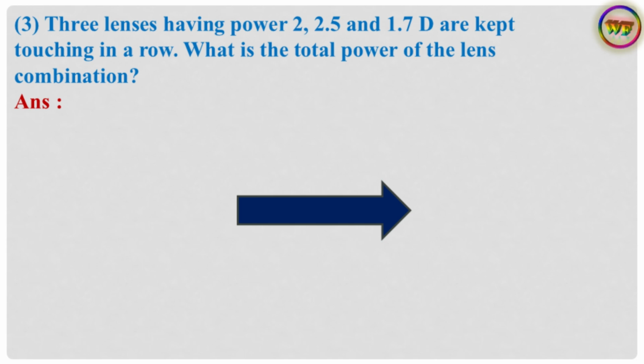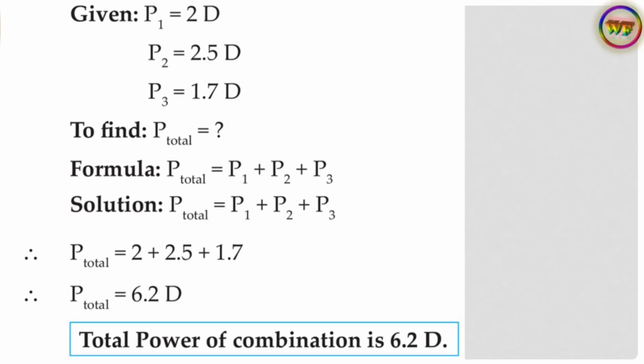Sub-question 3. Three lenses having power 2, 2.5 and 1.7 D are kept touching in a row. What is the total power of the lens combination? Answer is on the next slide. Answer is given directly.